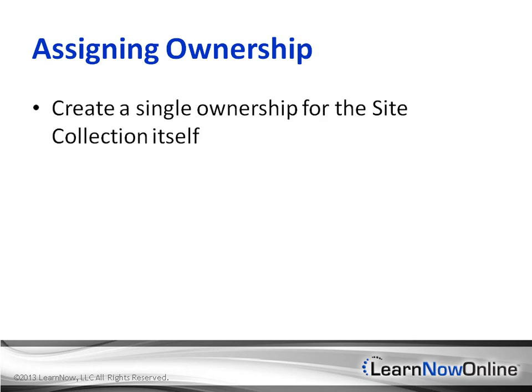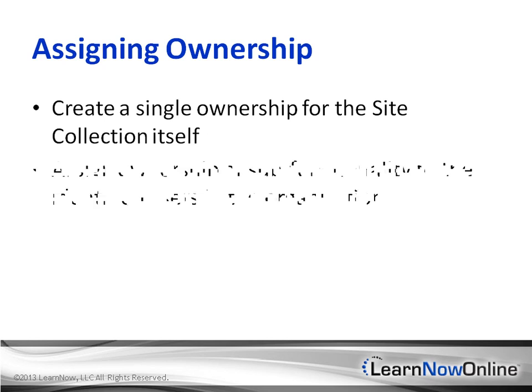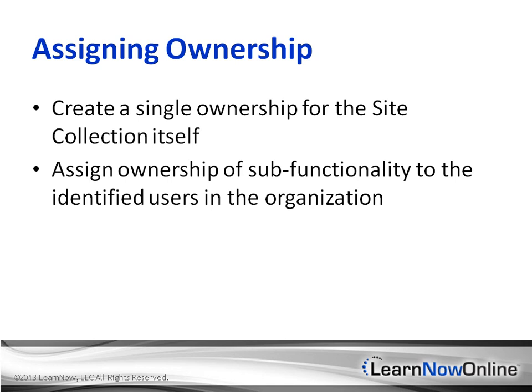Once you've identified those, then you actually need to go in and create that single ownership for the site collection. When you've identified that, then you have to actually put it into practice. Assign ownership of the sub-functionalities to the identified users in the organization. That's what we're calling delegation. The owner, very, very often, as the responsible person, is not going to be the person who's actually going to run the site. So know that while you've got an owner in the organization, it may be the process people who are going to be handling the workflows and customizations there.